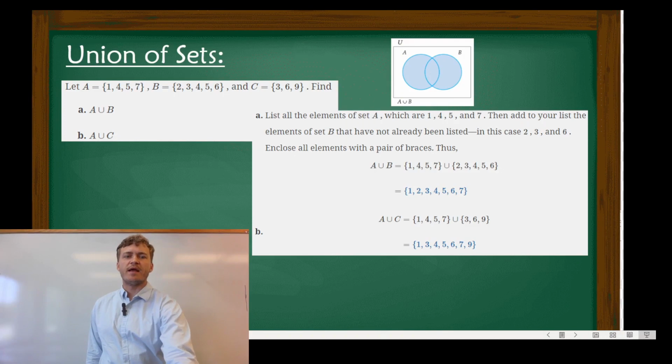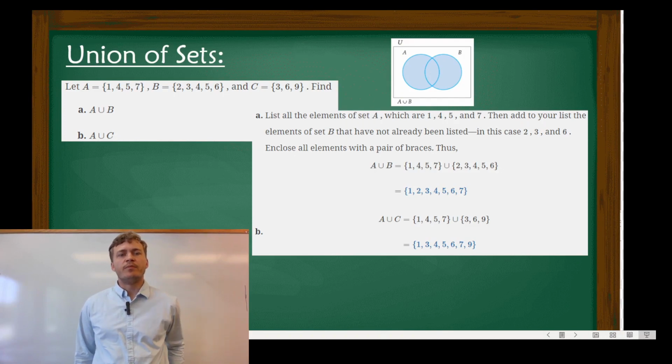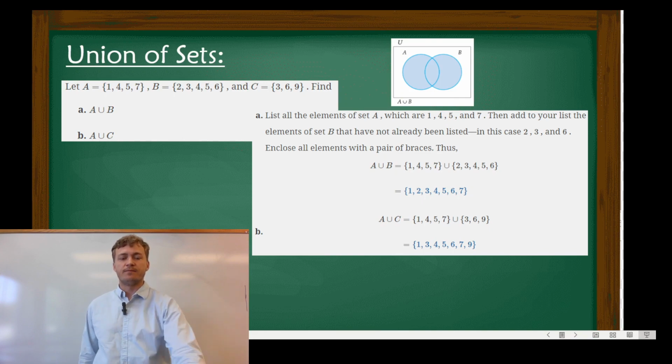And now we see that A union C, when combining the two sets 1, 4, 5, 7 and 3, 6, 9, placing them in order from smallest to largest. If there's any repeats, we list them only once. Here we will have 1, 3, 4, 5, 6, 7, and 9.